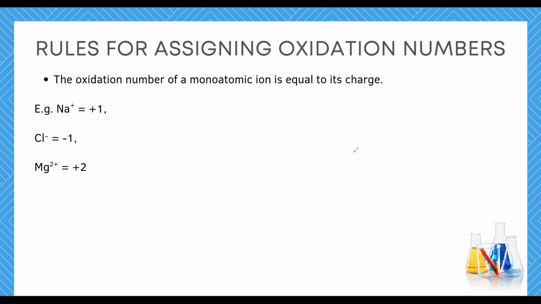That is rule number 2, I beg your pardon. Rule number 1 says that an element in its pure state has the oxidation number of 0. And then the next rule says the oxidation number of a monoatomic ion, that is an ion with just one atom, is equal to its charge.